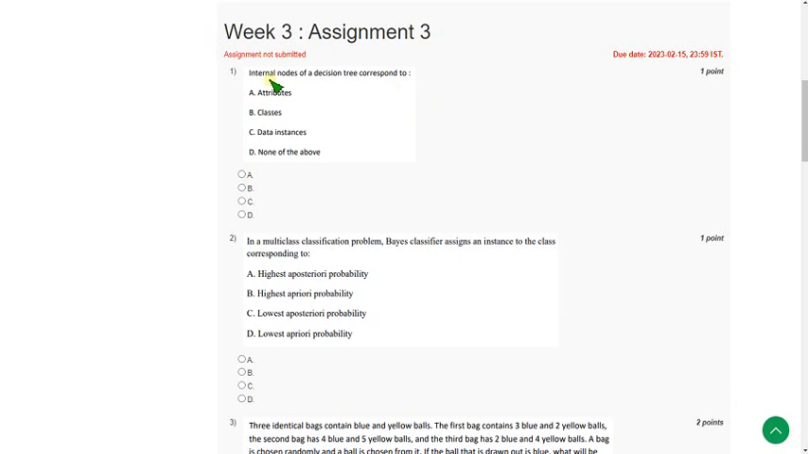And moving on to the first question. Internal nodes of a decision tree correspond to... So the answer is option A, attributes. So mark option A.